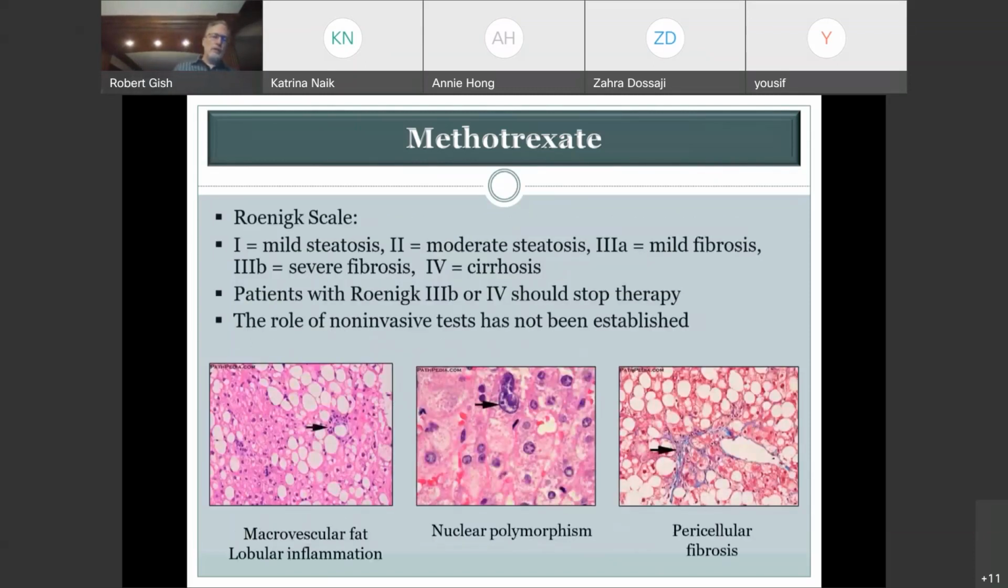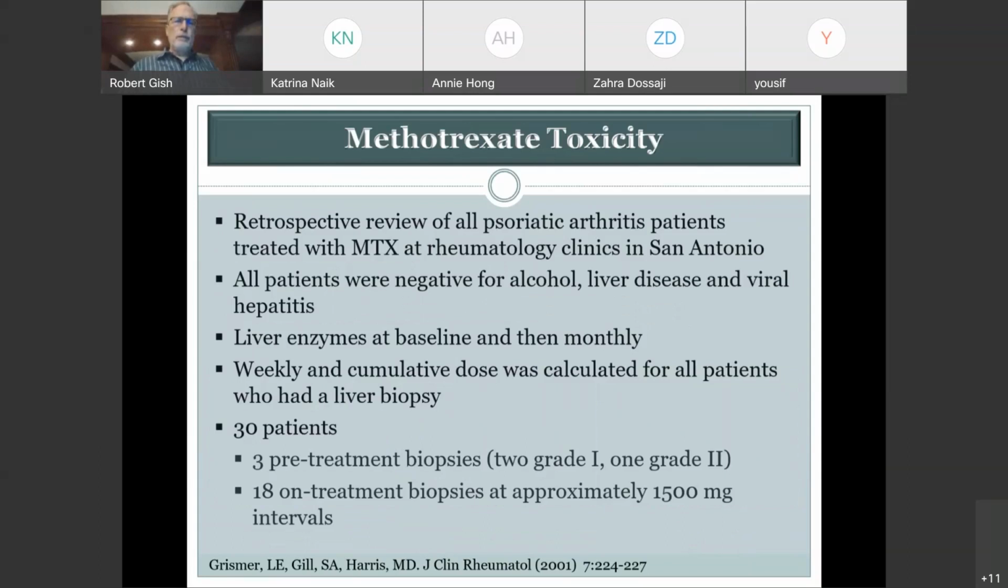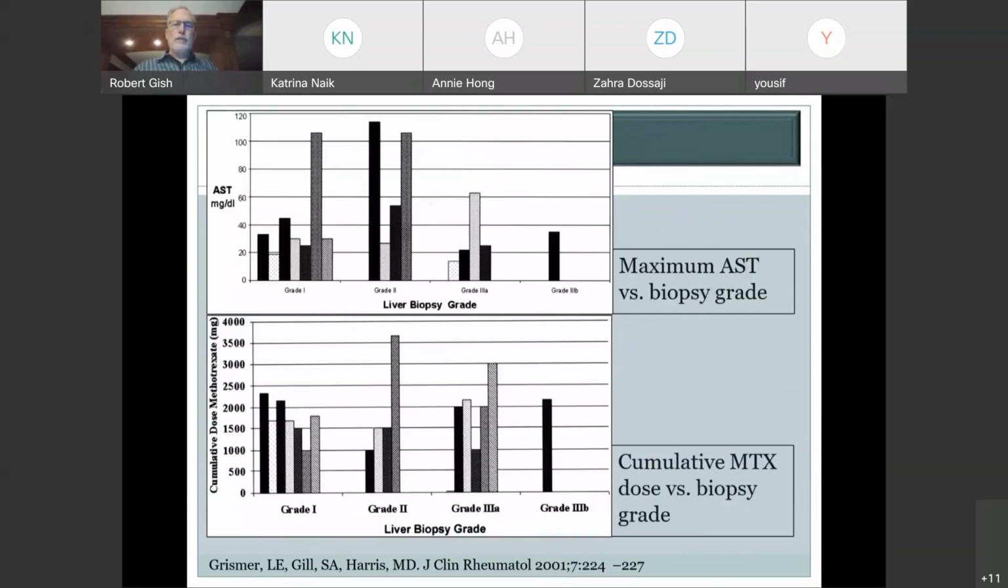This is just what it looks like with this macrovesicular fat, lobular inflammation, nuclear pleomorphism, pericellular fibrosis. And you can see this in alcohol. You can see this in metabolic-associated fatty liver disease. And I think it's rheumatoid arthritis. Let's see, it's just talked about, oh, this is following psoriatic disease. 18 on-treatment biopsies at 1,500 milligram intervals, pretty low grade event.